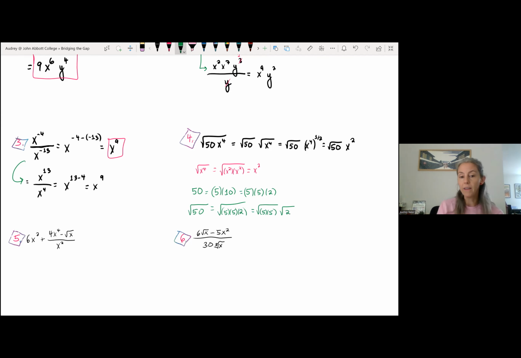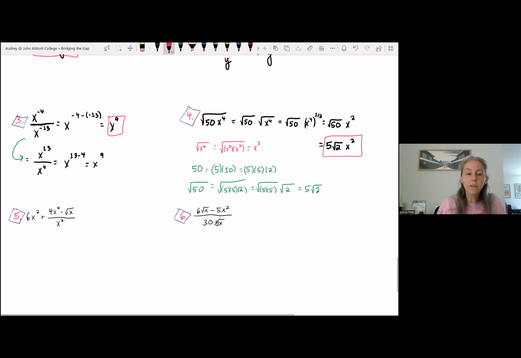But the square root of 5 times 5, what do I have to multiply by itself 2 times to get 5 times 5, or 25? The answer is 5. So the square root of 50 is just equal to 5 square root of 2. So my final answer up here would be 5 square root of 2 x squared.